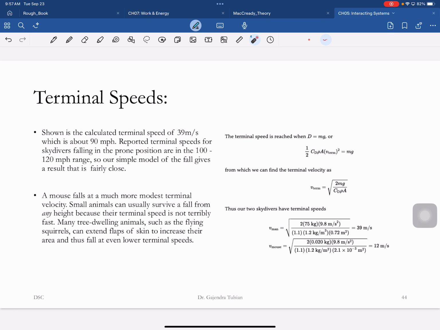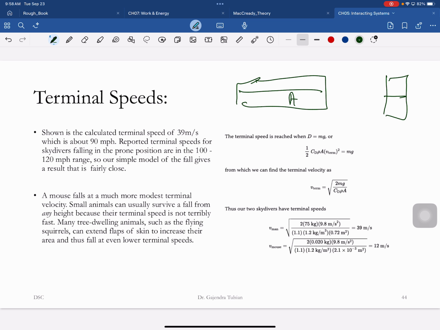Okay, so when the drag force is equal to the weight, you have reached terminal velocity, and there's the terminal velocity. So the terminal velocity is twice your weight divided by the drag coefficient divided by the density of air, or the density of the fluid you're falling in. Okay, so if you're skydiving, that's the density of air, and that's the area of cross-section. When you fall like this, that would be your area of cross-section, and when you fall like this, that would be your area of cross-section.